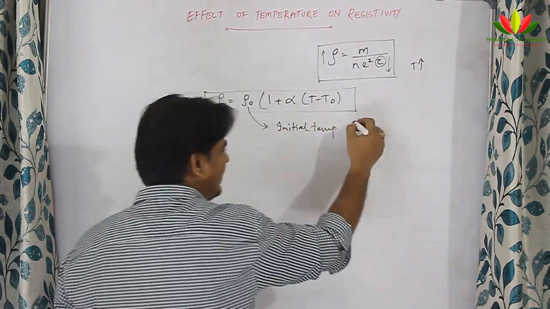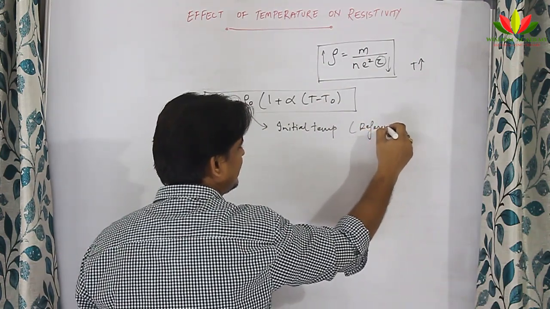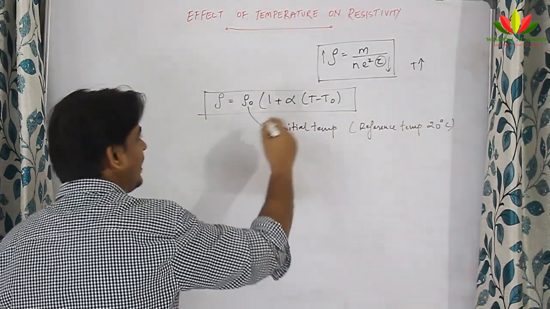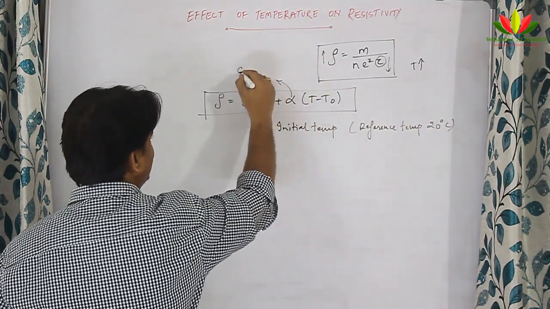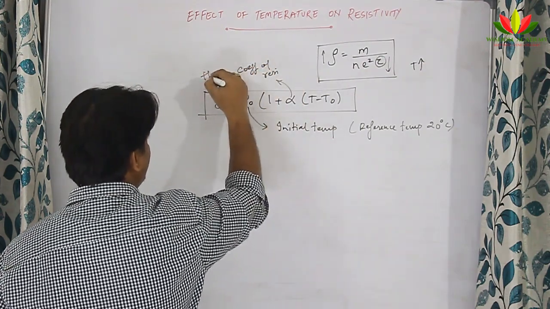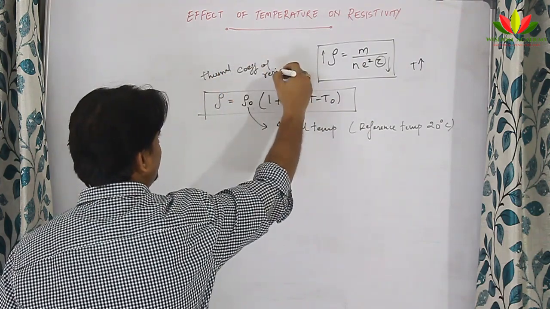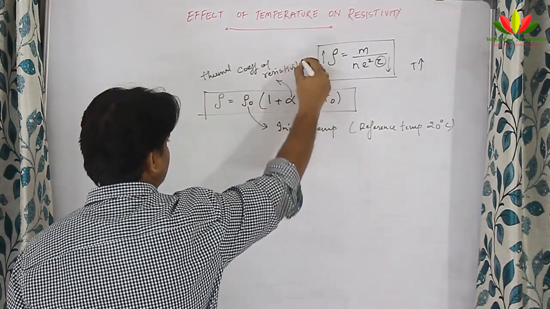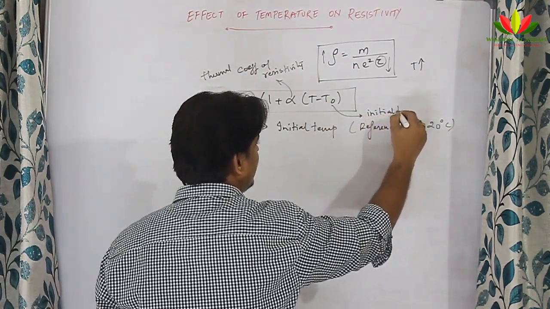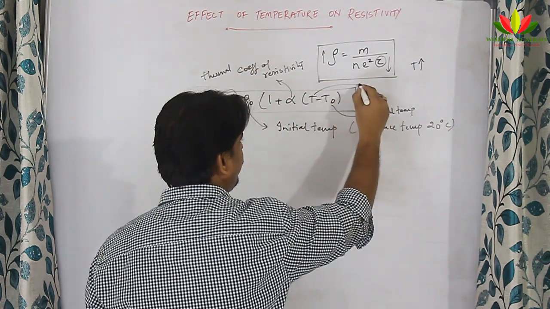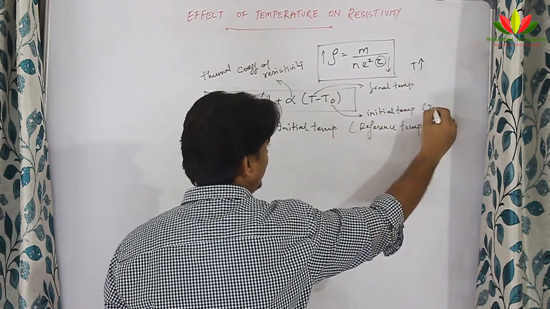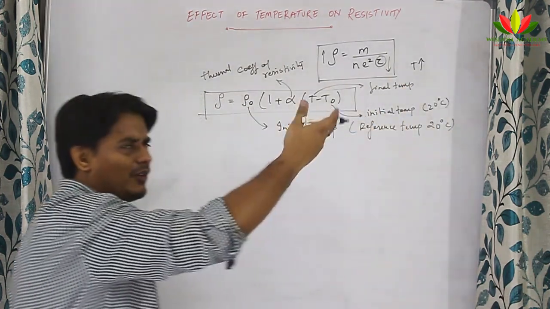If it is not given, we will take the reference temperature as, sometimes, 20 degrees Celsius, and alpha is the coefficient of resistivity, or the thermal coefficient of resistivity, as you can also write. T naught is the initial temperature and T is the final temperature. So, if it is not given, it is generally taken as 20 degrees Celsius. If it is mentioned, you can take whatever value is mentioned.